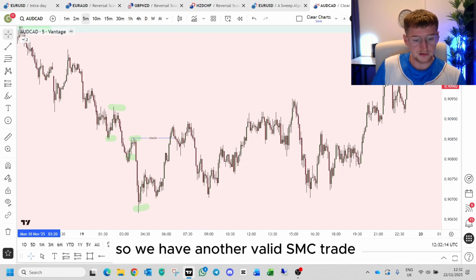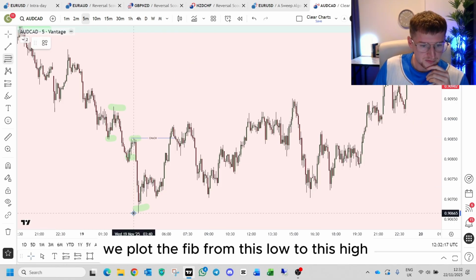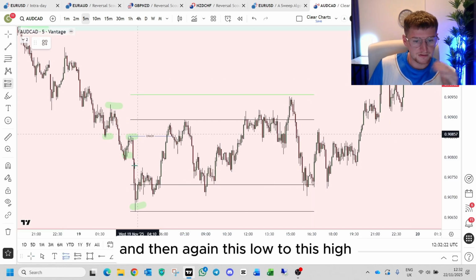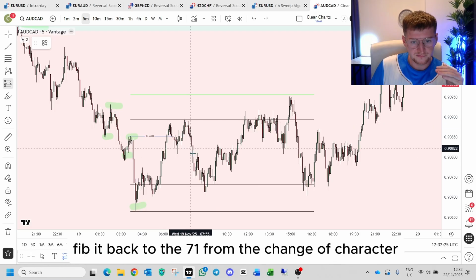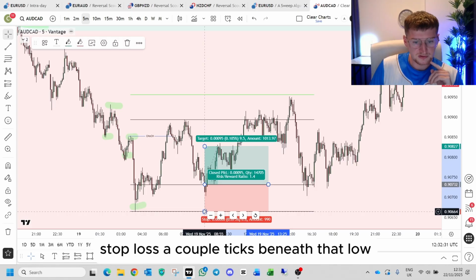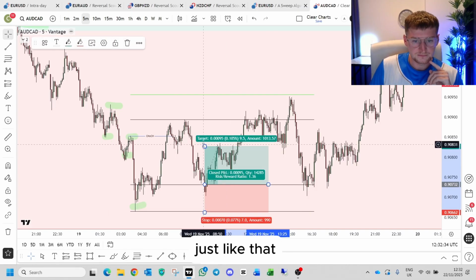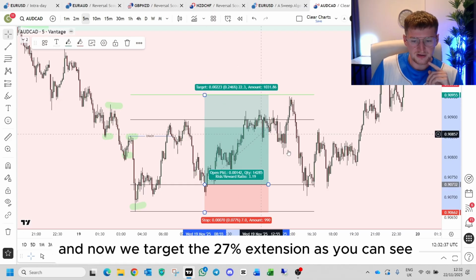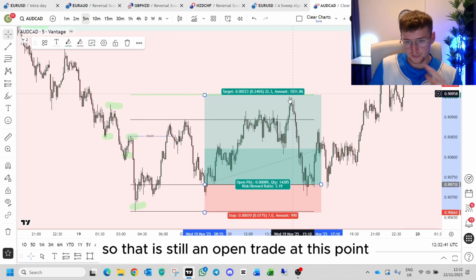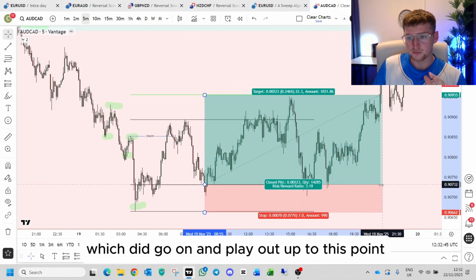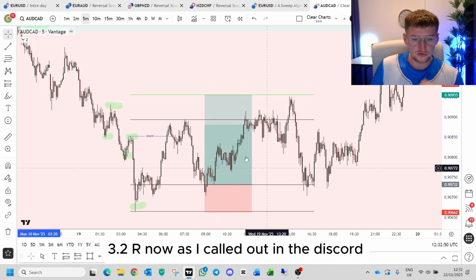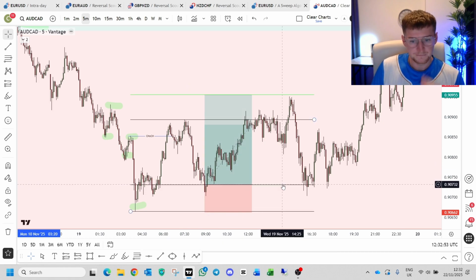So we have another valid SMC trade. We plot the fib from this low to this high, which caused a change of character. And then again, this low to this high, fib it back to the 71 from the change of character. Stop loss a couple ticks beneath that low, just like that. And now we target the 27% extension. As you can see, this didn't hit TP. Okay, so that is still an open trade at this point, which did go on and play out up to this point, 3.2R. Now, as I called out in the Discord, I actually missed this trade, didn't catch it.